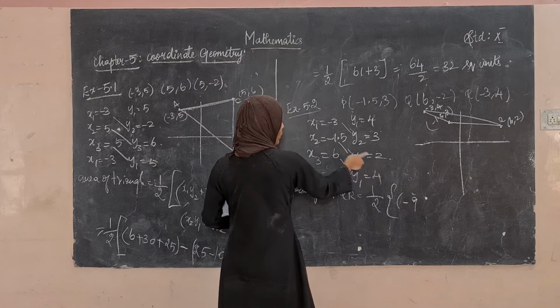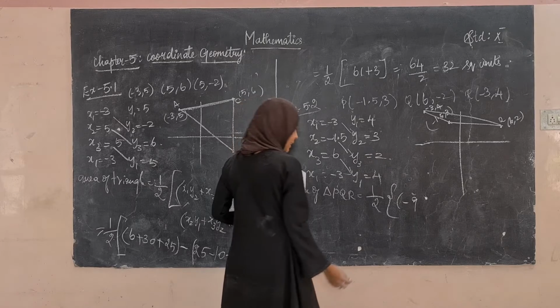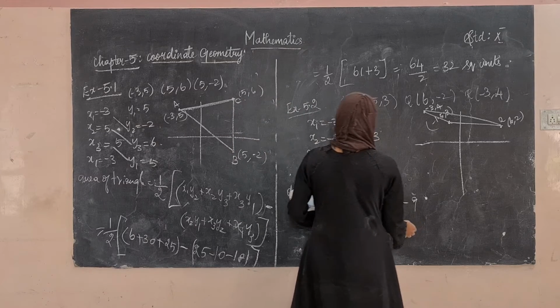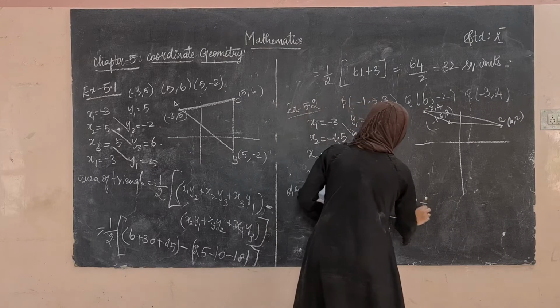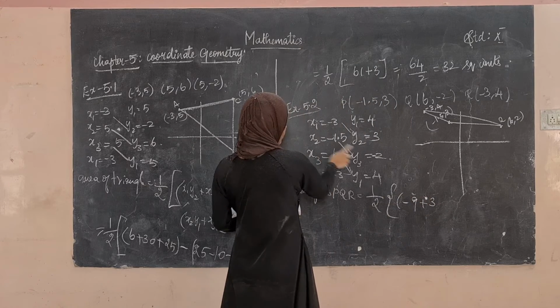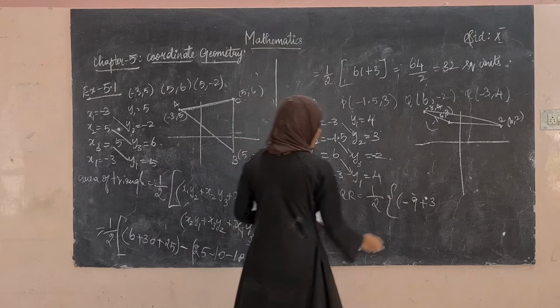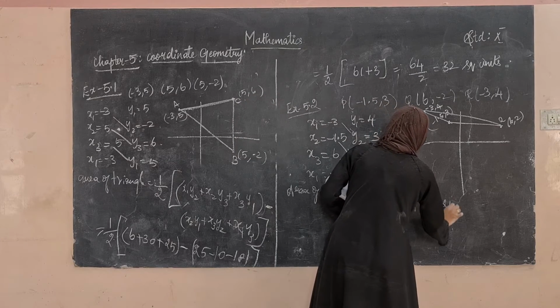Okay, minus 1.5 into 2 is minus 3. So this is minus 2, right? So it is plus 3. Plus 3, minus into minus, it becomes plus. 6 into 4 is 24, plus 24.